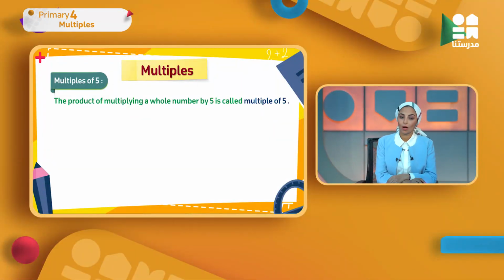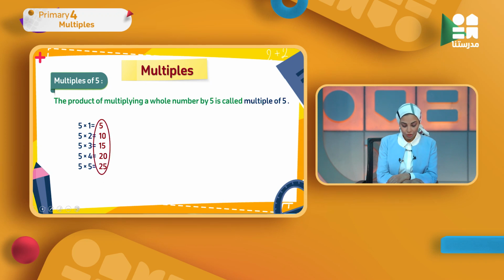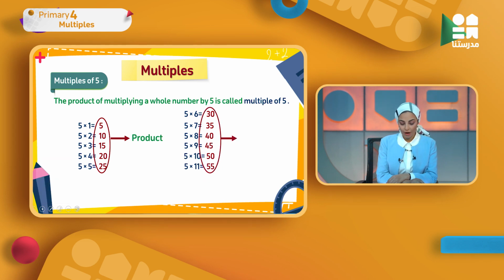Okay, what about multiples of 5? Multiples of 5 are also the same, the products of multiplying a whole number by 5. We will just write table 5 to know the products of table 5. Then these numbers are the multiples of 5. Now, can you tell me what the multiples of 5 are? Yes, they are the products, which are 5, 10, 15, 20, 25, 30, 35, and so on.